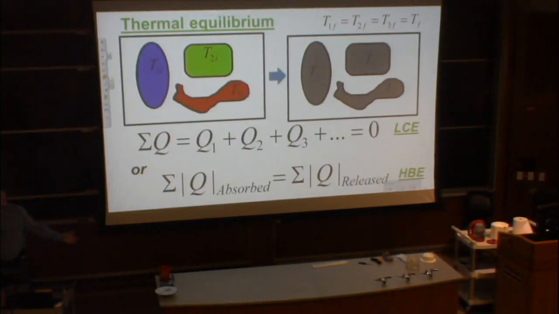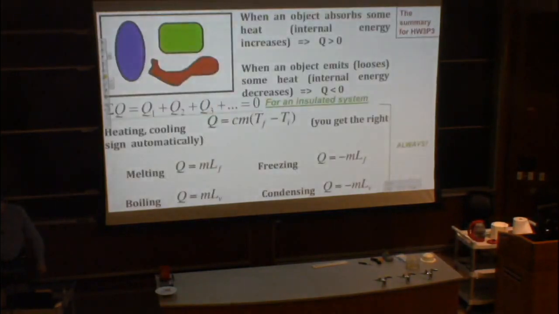But we also can rewrite it differently using magnitudes. If we add magnitudes for all heat absorbed by everything, and if we add magnitudes for all heat released by other objects, the amounts should be equal to each other. That's a summary, all equations together.